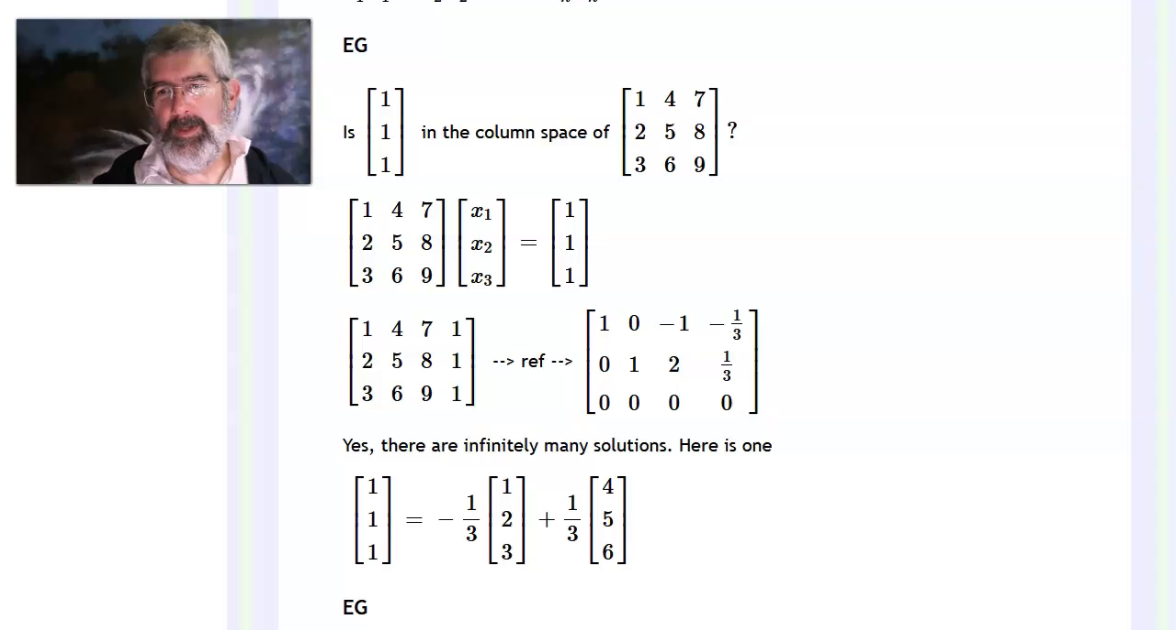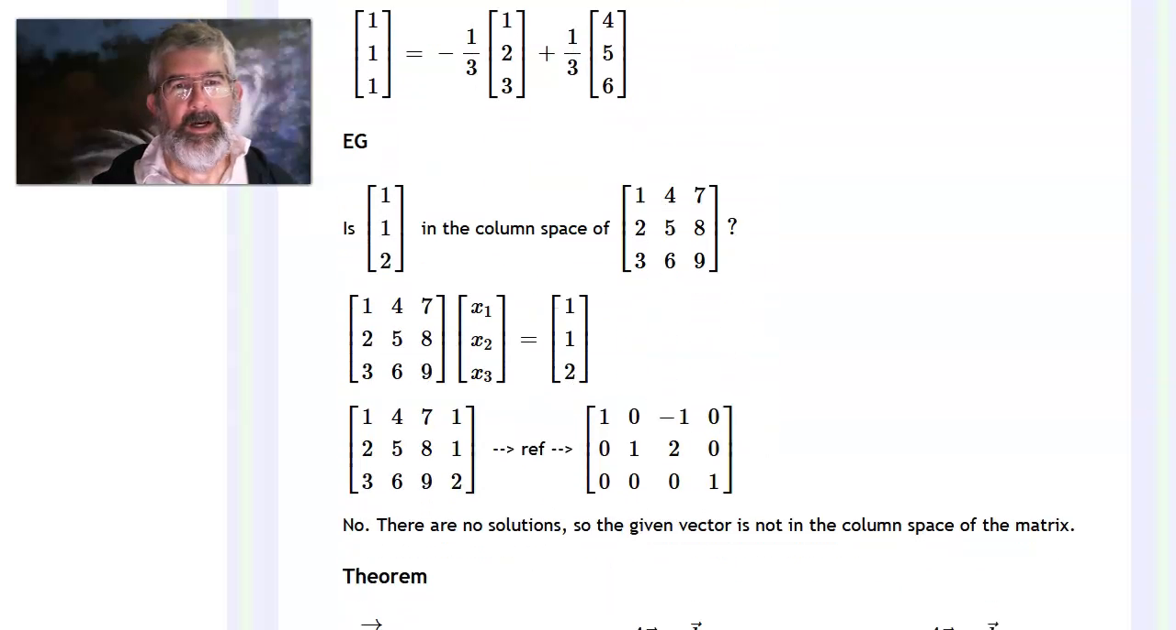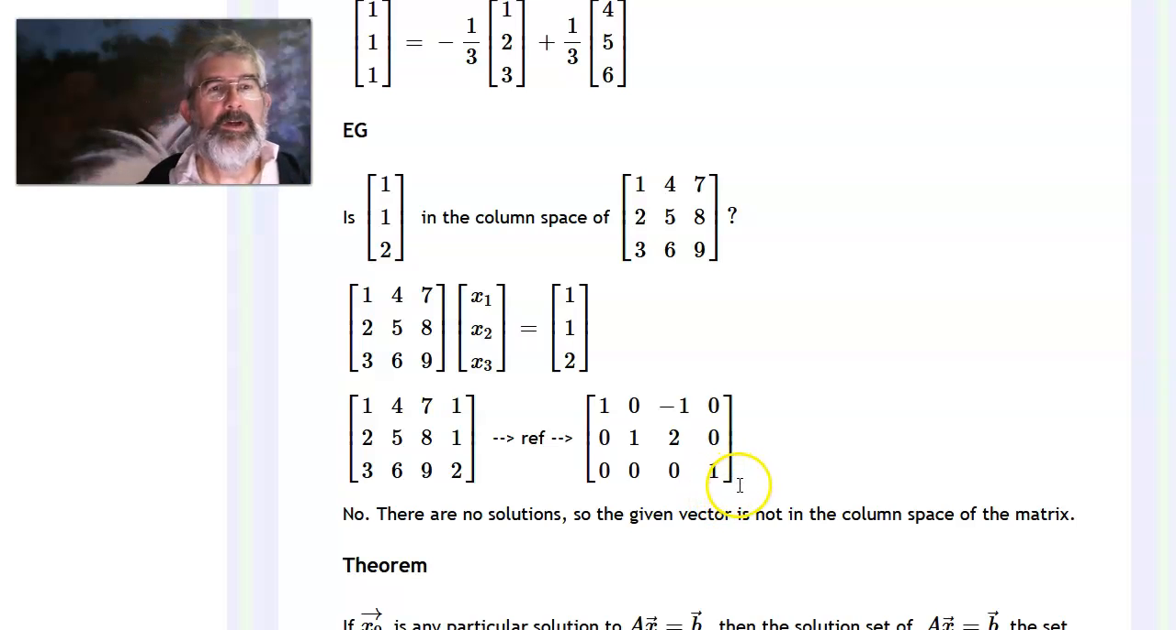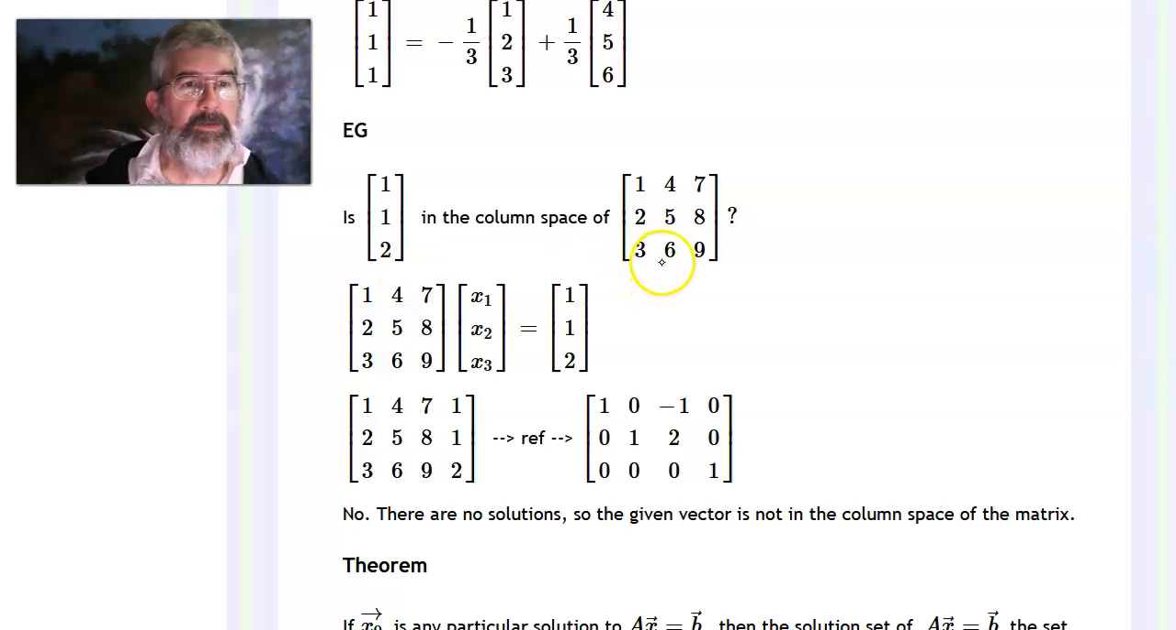Very similar situation here. I'm going to take the same matrix, but I'm going to ask a slightly different question. Rather than 1, 1, 1, how about 1, 1, 2? Is that in the column space of this thing? Is there a way of taking linear combinations of the columns to add up to that? Well, try this one. Instead of 1, 1, 1 down here, I've got a 1, 1, 2. Again, this is reduced to echelon form. But now there's a 1 right here, and so that bottom equation is 0 equals 1, which indicates to me that there are no solutions. And so no, this vector 1, 1, 2 is not in the column space of this matrix.